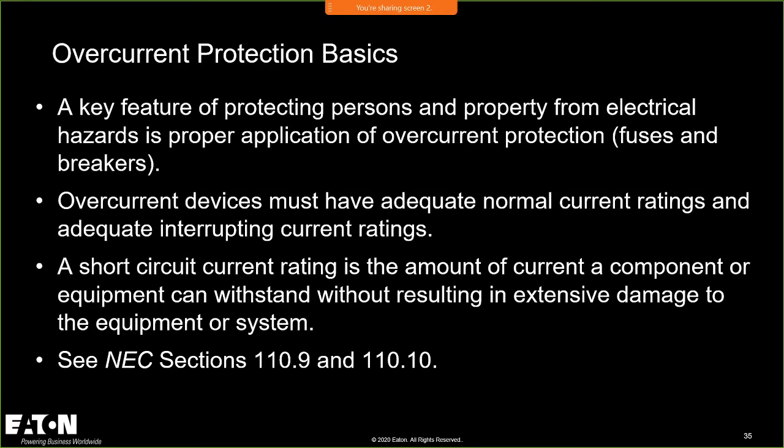So the key feature again is to stop the flow of current. Overcurrent devices have to have adequate normal current ratings, and interrupting rating is not the instantaneous pickup on a circuit breaker. Another very important thing to remember.